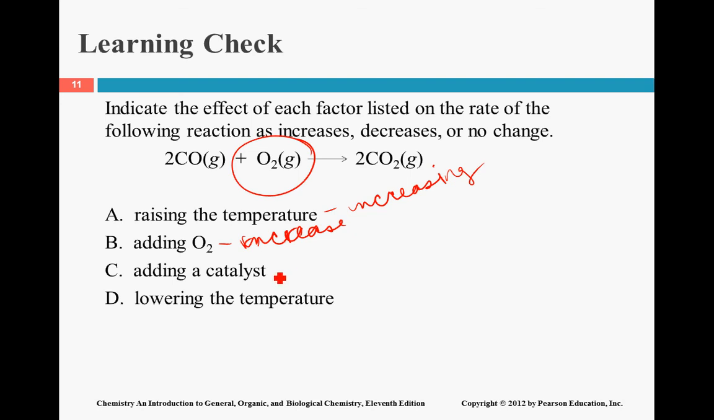Adding a catalyst. You're adding an intermediate. You're adding a part B to it, so that way it has a shorter hurdle to go over. And lowering the temperature. Well, if raising the temperature increases, then lowering the temperature must decrease. And that's because you're reducing the amount of times they're going to bump together.